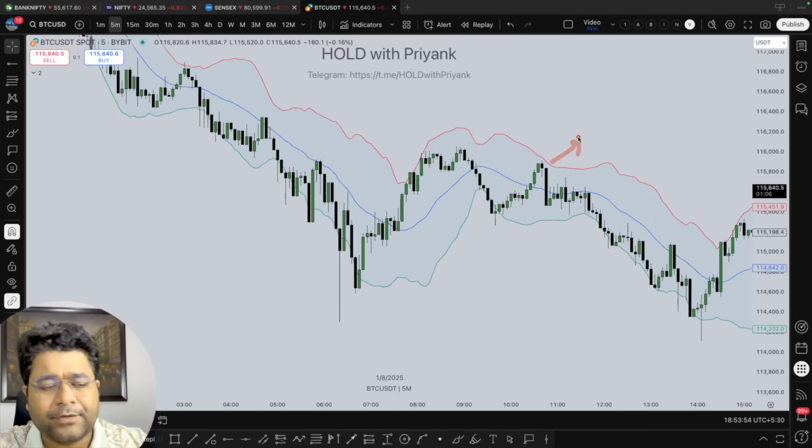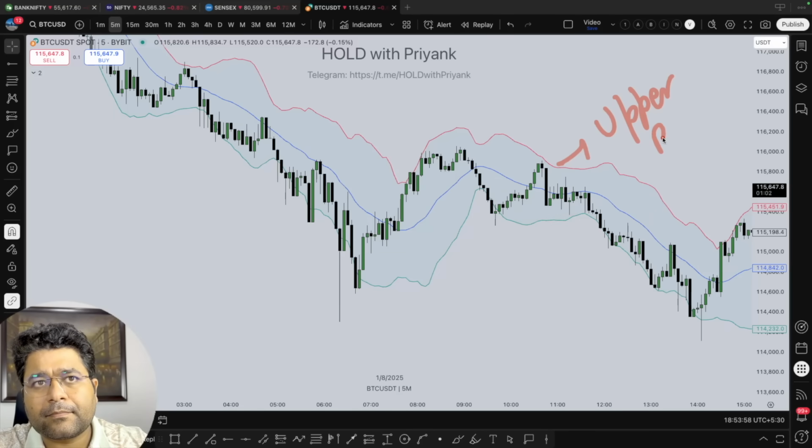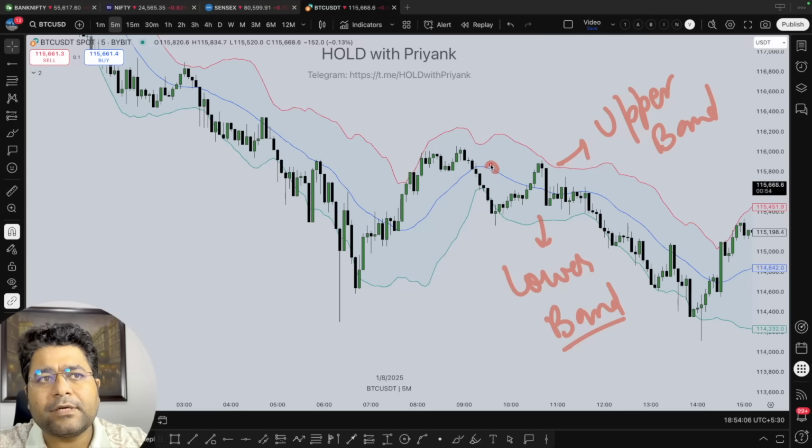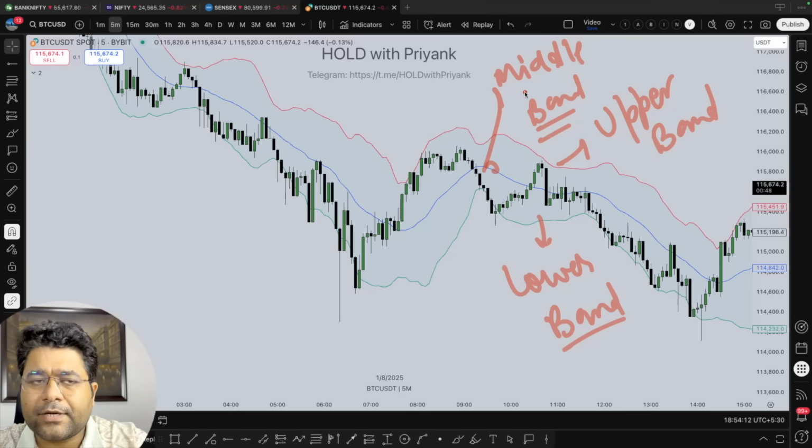The upper one we call as upper band. The green one we call it lower band. And the middle one, obviously, we call it middle band. All right, so let's make it very simple for you. So this is a total bands, right?